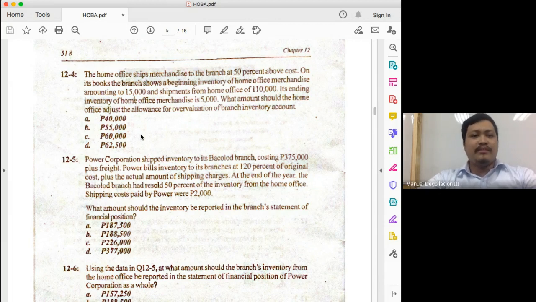And please remember also, shipments from home office are always at billed price. After all, that is the account title used by the branch to record shipments received from the home office. But again, what does it mean if it is at billed price? That amount may include a markup. So the 15,000 here is the billed price of our beginning inventory, while the 110,000 represents the shipments throughout the year from the home office. And this amount is also at billed price.